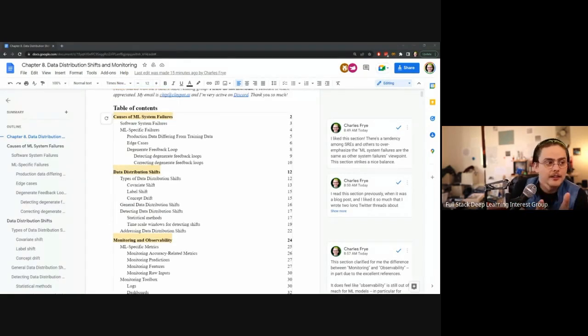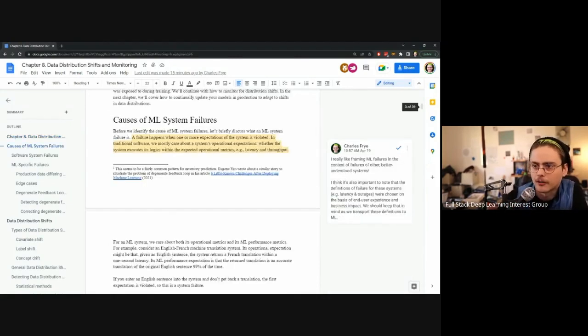Okay, so that's an overview of the chapter. Does anybody have a section that they really wanted to cover, that they wanted to dive deeper on, dispute, or extend? If not, then we can just go through them basically in order and talk about the ideas that come up. So we'll start with causes of ML system failures.